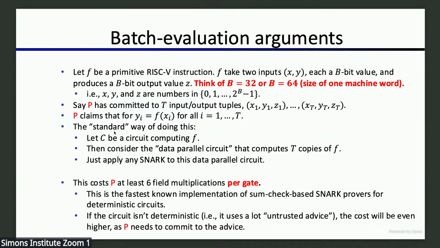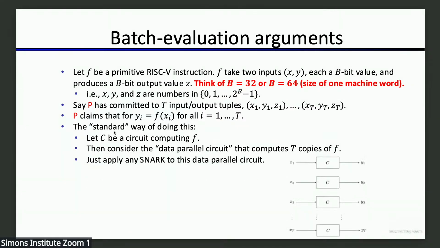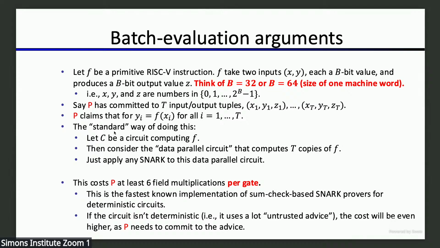Okay, and this has two issues. One is somebody has to specify this circuit. There's some developer who looked at each RISC-V primitive instruction and turned it into a circuit. Secondly, even the fastest SNARKs, like the GKR protocol that is only sum-check based, with no commitments or anything, still pay about 6 field operations per gate for the prover. That's still a meaningful expense, and that's assuming the circuit is deterministic. If the circuit takes untrusted advice, the prover also has to commit to the untrusted advice. That's even more work for the prover.